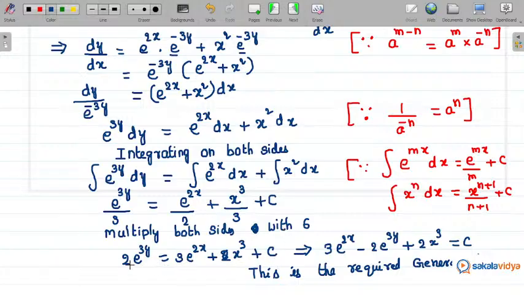So, now take 2e power 3y this side, 3e power 2x minus 2e power 3y plus 2x cube is equal to actually negative c also. Here it is a constant, we can write positive c itself only. This is the constant of integration we need to write. So, this is the required general solution of the given differential equation. So, sixth problem we have completed. Now let us move to the next question.